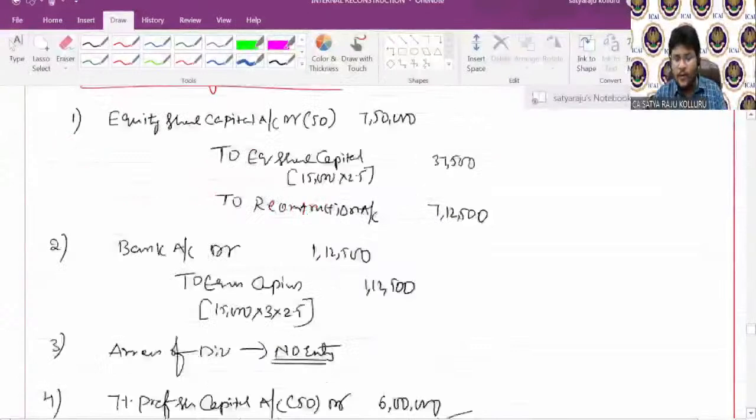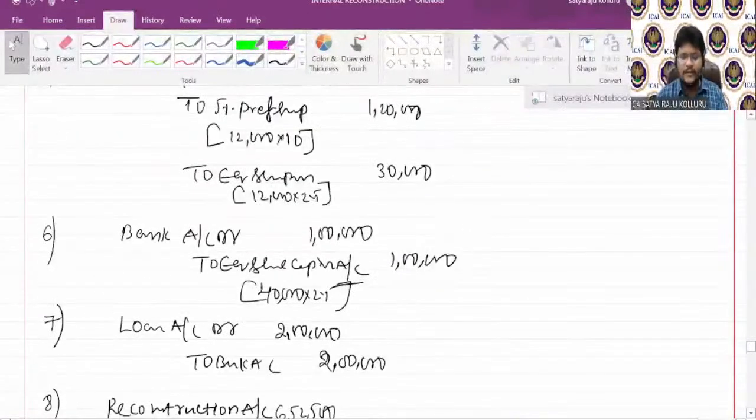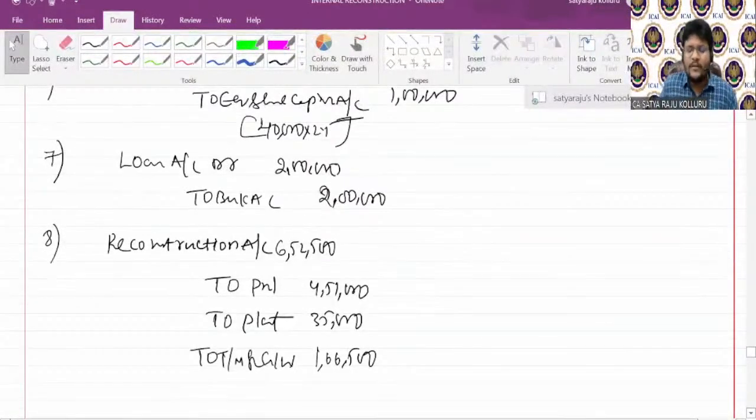So the journal entries are over. There are no other entries. He has simply given that the balance of reconstruction account you can apply against the debit balance of P&L as well as the reduction of plant, and the remaining balance, if anything is there, you can utilize to write off trademarks or the goodwill. That's why there is no balance under reconstruction account. No need to transfer any single rupee to capital reserve.